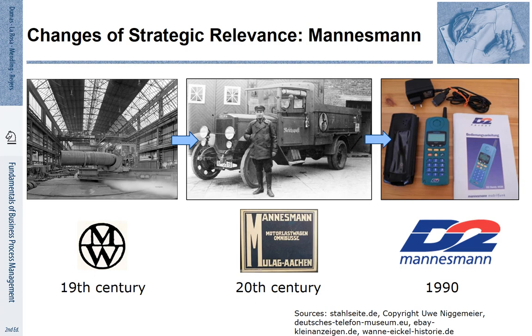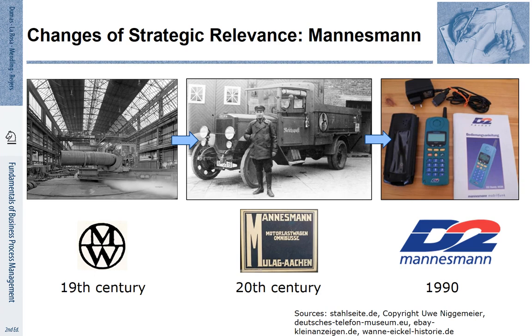Part of the answer is that strategic relevance of different processes in a company changes over time. You may not be able to observe such changes in short periods of time, but over longer periods of time, these changes can be very drastic. An example of a company that illustrates this nicely is a company that is called Mannesmann. Mannesmann was a German company that was founded in the 19th century, focusing on steel pipes. In the 20th century, the operations of Mannesmann had changed and they more or less focused on cars, like the trucks that you see in the picture in the middle.